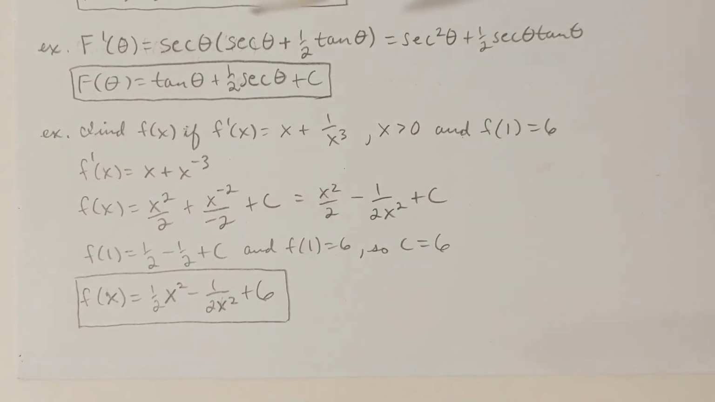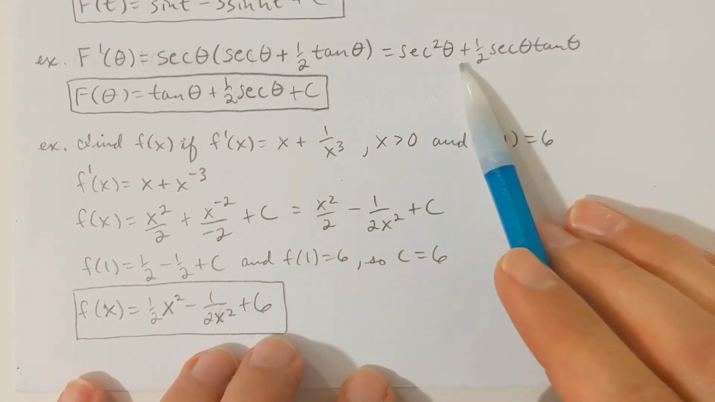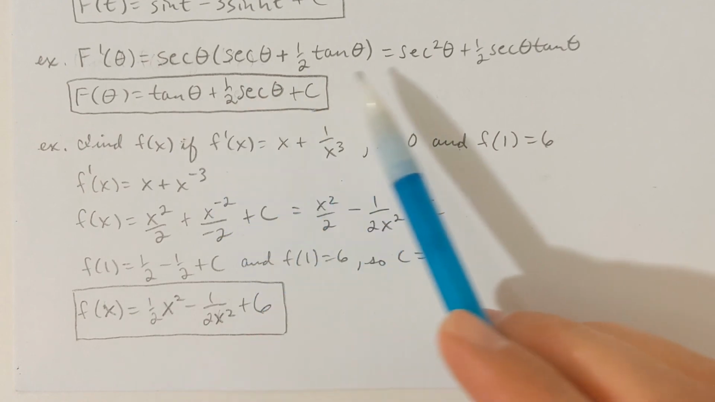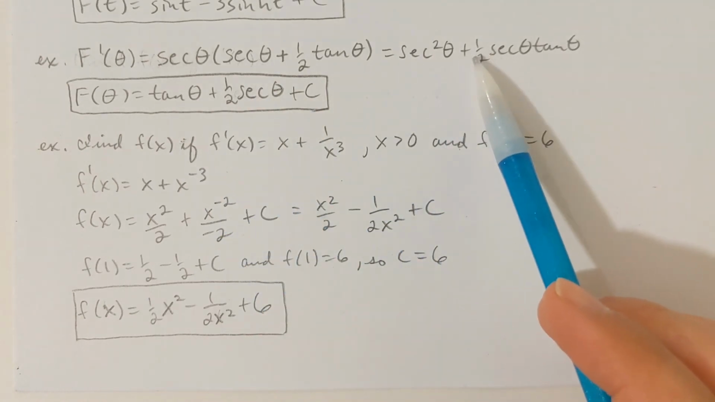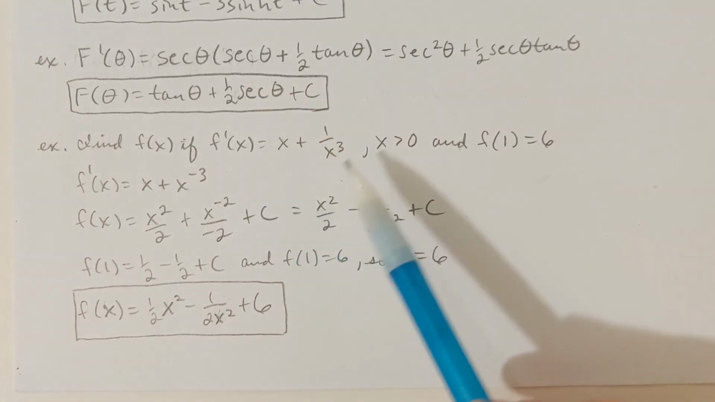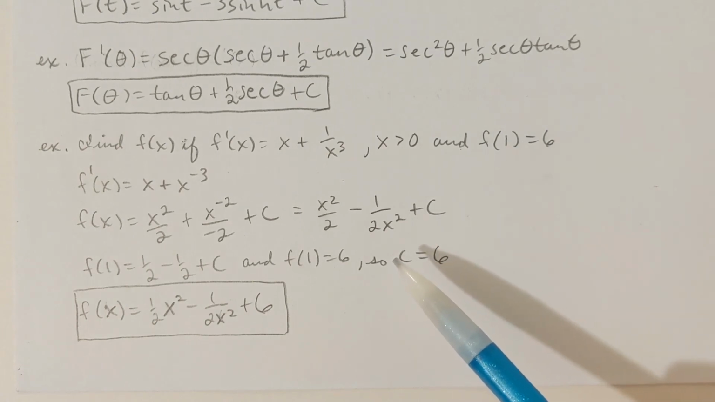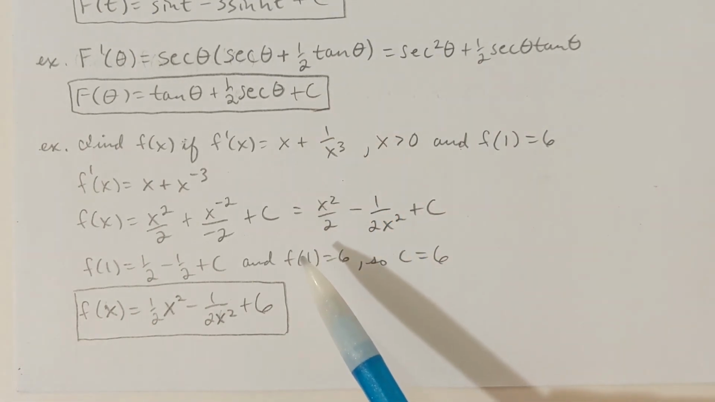Here's another one. F prime of theta equals secant theta times the quantity secant theta plus 1/2 tan theta. Well, let me distribute secant theta into these two terms, and then I can get the antiderivative. So I'm looking at secant squared theta plus 1/2 secant theta tangent theta. I know that the derivative of tangent theta is secant squared theta. Plus 1/2, that's a constant, I'll just leave that alone. And I know that the derivative of secant theta is secant theta tangent theta. And then plus a constant there at the end.